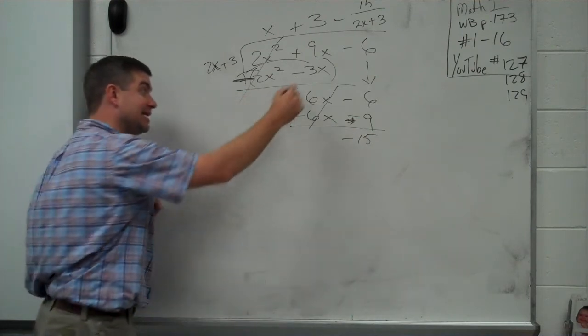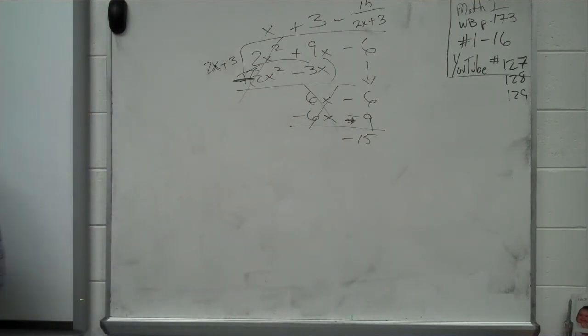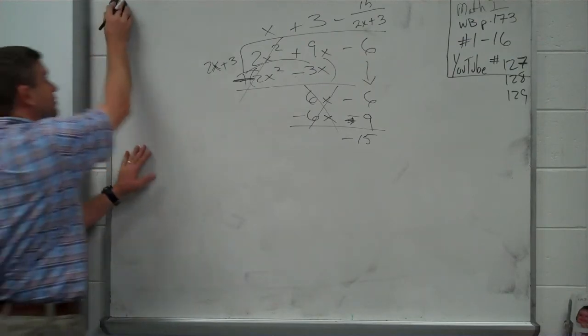Then I multiply by -1 and multiply by -1. Why? So that the 6x's will cancel. That's the only way they'll go away. Otherwise you get 12x. Alright, anybody else have a question? Alright, let's do another example.